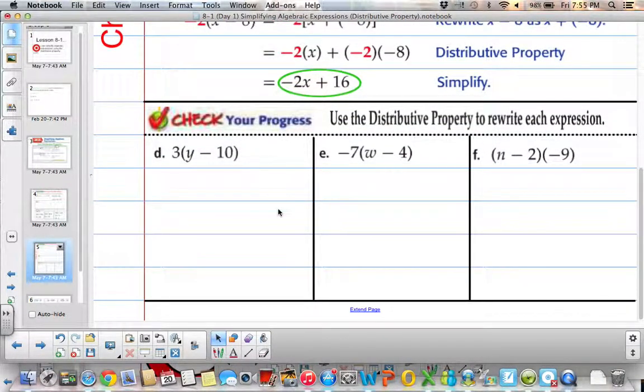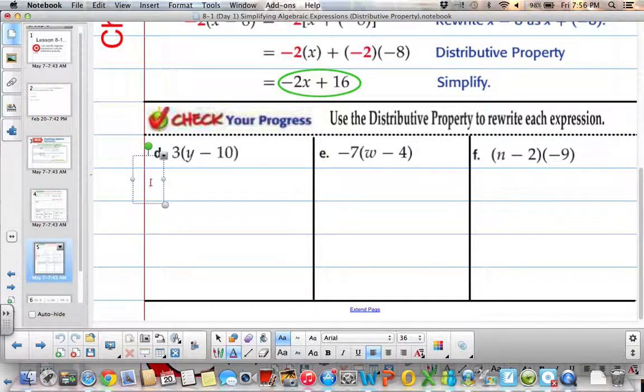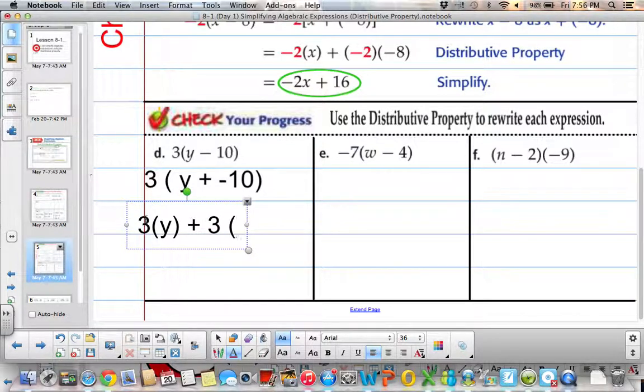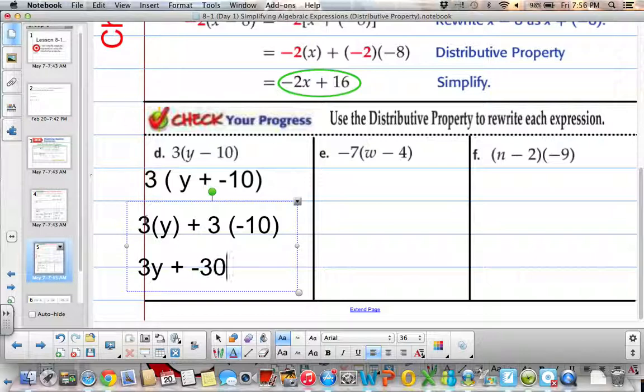Okay, so now I would like you to pause me and do these three problems. So we have 3 times y plus negative 10. So then we would have 3 times y plus 3 times negative 10. So we would end up with 3y plus negative 30. So then our answer is going to be 3y minus 30.